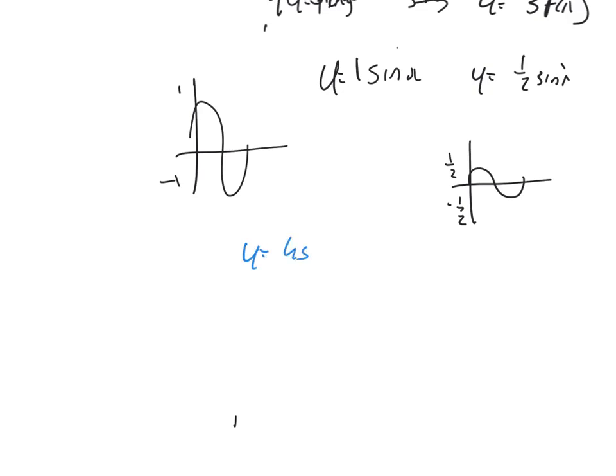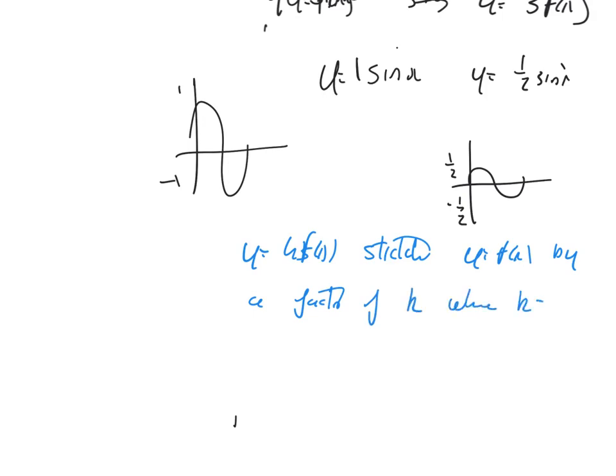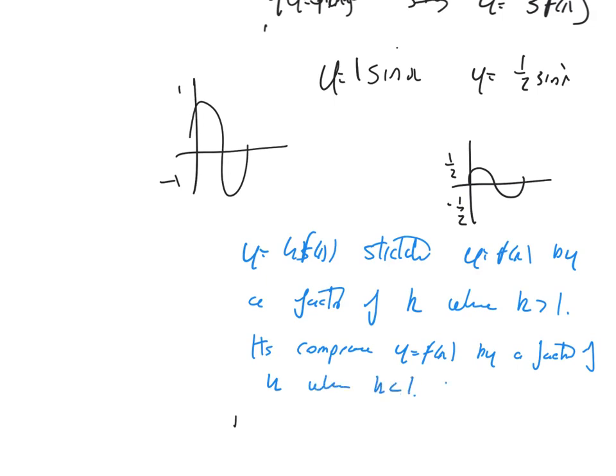So y equals k f of x stretches y equals f of x by a factor of k, where k is greater than 1. It compresses y equals f of x by a factor of k where k is less than 1. The stretch and compression is vertical.